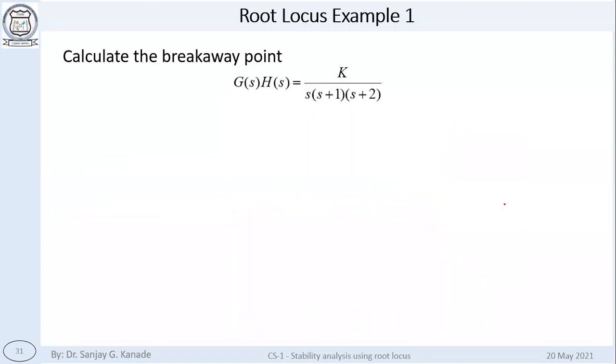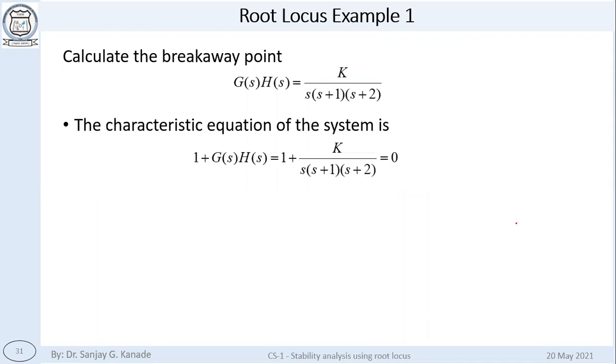Now, how to calculate that breakaway point? For that, we need dk by ds, and we have to equate it to 0. So for dk by ds, what we need to do is we have to find out first the characteristic equation, 1 plus G(s)H(s) equal to 0. We solve this. So you can see 1 plus k upon s(s plus 1)(s plus 2) equal to 0. So this term is equal to minus 1. So k is equal to minus of this whole term, right?